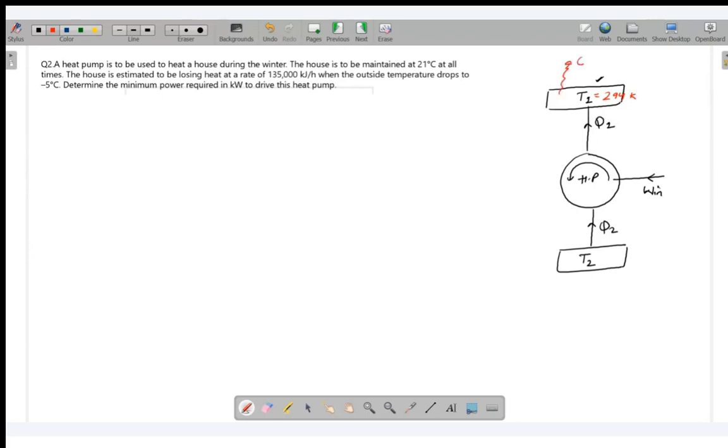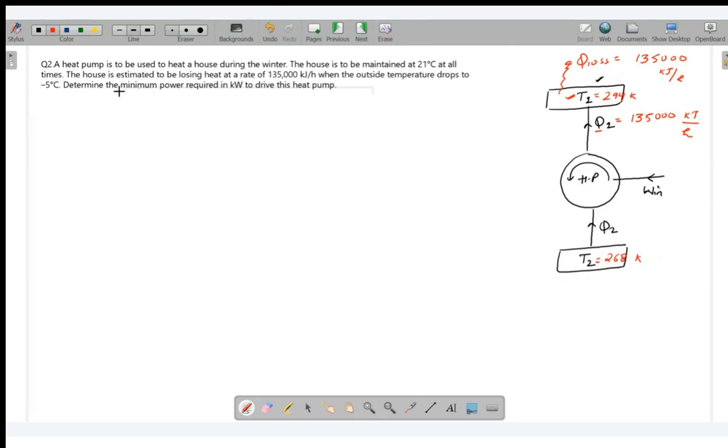So basically, it is losing heat, Q loss, 135,000 kilojoule per hour. So if this heat is lost from this room, the purpose of the heat pump is to supply this heat so I can maintain this constant temperature. So basically, I need to supply 135,000 kilojoule per hour. When the outside temperature drops to minus 5 degrees Celsius, that means T2 is 268 Kelvin. Determine the minimum power required.